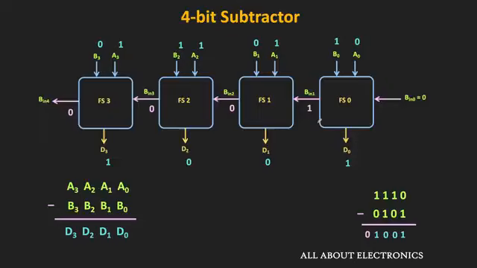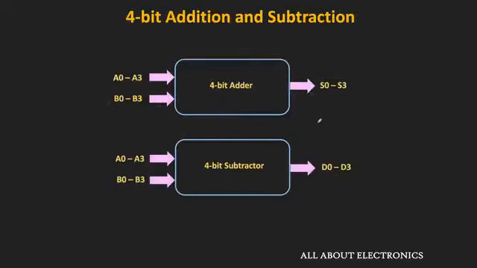So in this way, by cascading 4 such full subtractor blocks, we can easily design this 4-bit subtractor. As per this design, if we want to do the addition and the subtraction of 4-bit numbers, then we require 2 separate circuits. One circuit for the addition and one for the subtraction. Due to that, we require more logic gates, and that will increase the cost and the complexity of the design. But what if we can perform the 2 separate operations using a single circuit? That's exactly what we are going to see next.